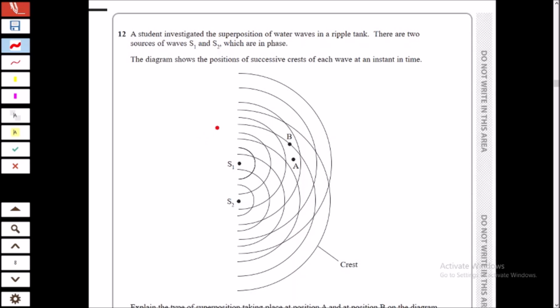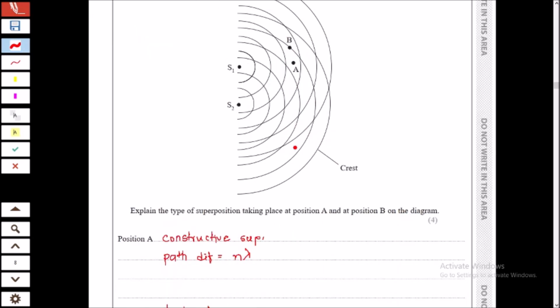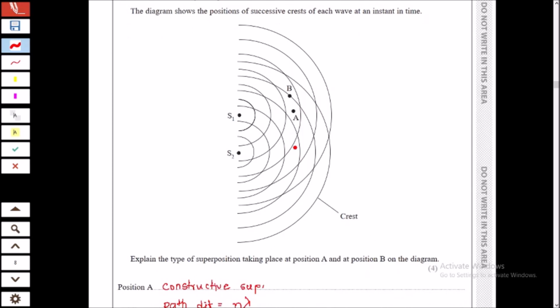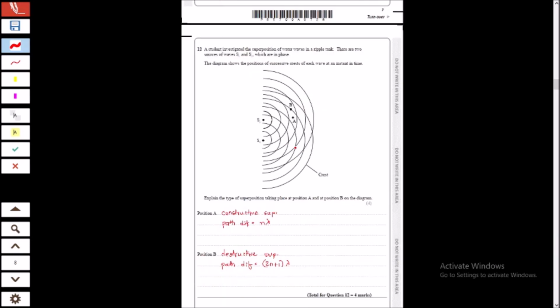So this is a scenario of constructive and destructive interference. At B we can see destructive interference, and at A we can see constructive interference. So we have to explain each type of superposition taking place at A and B. Here I've used short forms to save time, but listen to the answer very carefully and write your answer accordingly.